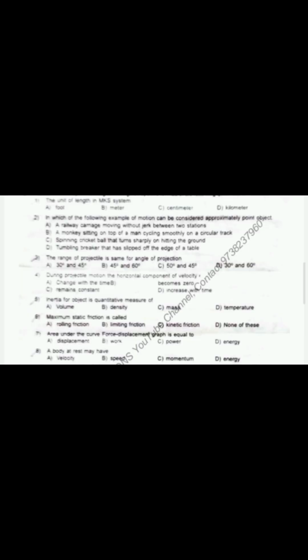Next paper. The unit of length in MKS system. In which of the following example of motion can be considered approximately point object? Third one, the range of projectile is same for angle of projection. During projectile motion, the horizontal component of velocity. Inertia of an object is quantitative measure of. Maximum static friction is called. Area under the curve of force displacement graph is equals to. A body at rest may have.